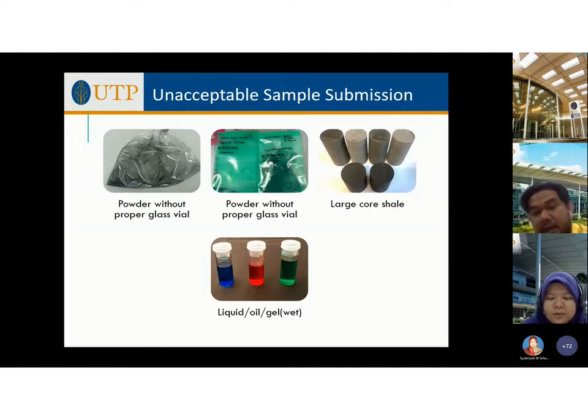The third sample is a large core. You can send the core sample, but you have to prepare it. It can be this diameter, but you need to cut it to a maximum of 5 mm thickness. If it's more than that, I cannot do any vacuum in the system. The last sample is liquid. It also cannot be accepted because we use a high vacuum, and liquid cannot be put under vacuum.